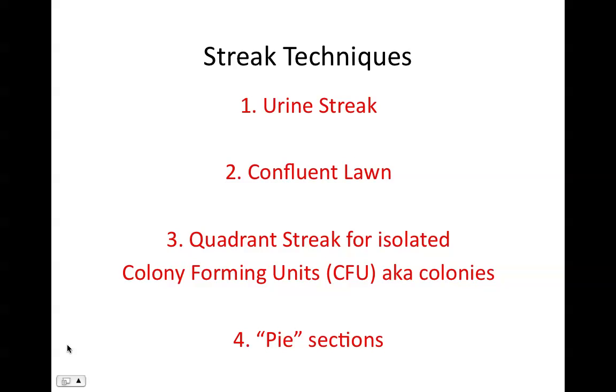One is a urine streak. The second one would be streaking for a confluent lawn of bacteria. The third is the quadrant streak for isolated colony-forming units, also called colonies. And the last and fourth technique that we will do this semester is what I call the pie section streak technique.